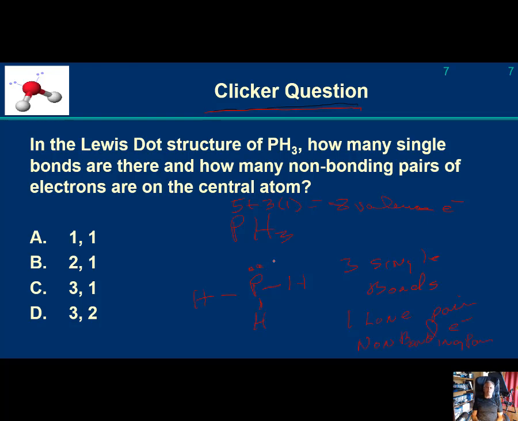So what would the answer be here? Let's see, how many non-bonding pairs? Let's see, how many single bonds? Well, that would be 3 single bonds and 1 non-bonding pair. So yes, C is the answer in this case.